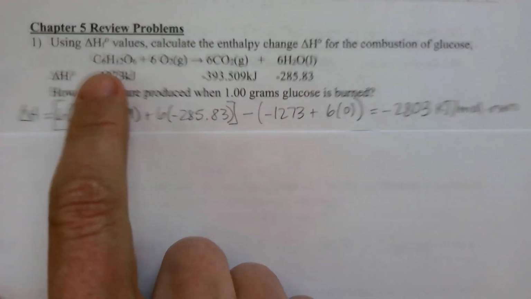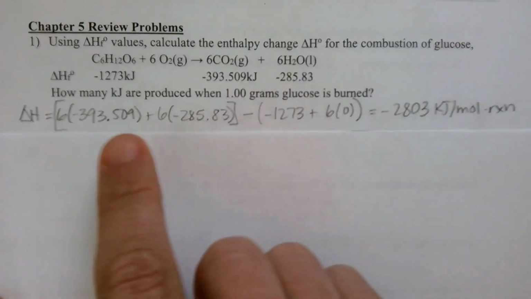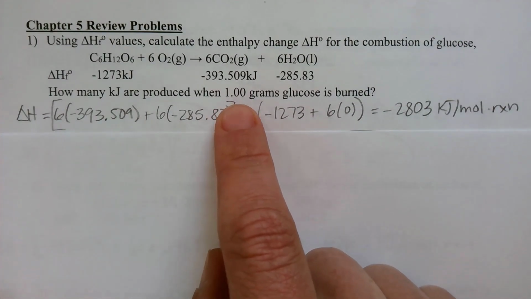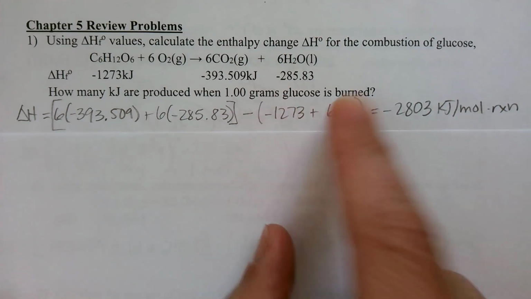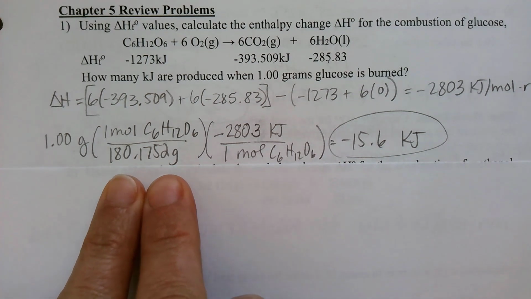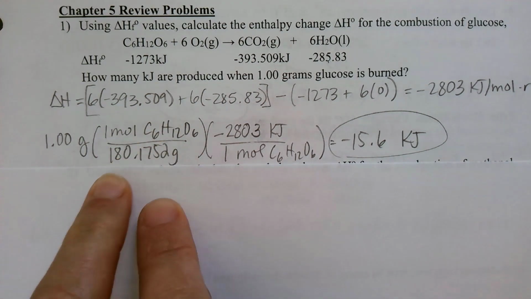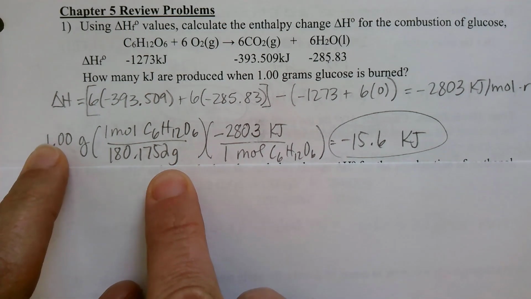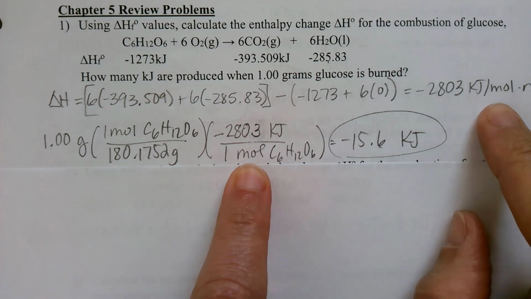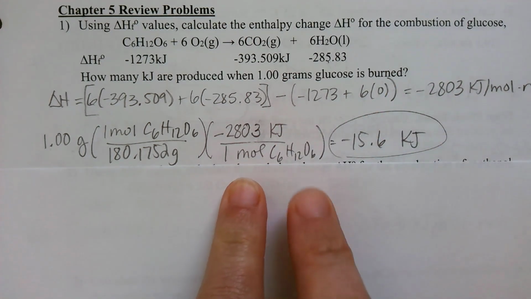Now that is for 1 mole of glucose to combust. But we don't want to know 1 mole. We want how many kilojoules are produced when 1 gram of glucose is burned. Well, if I have grams, grams can get to moles using the molar mass of C6H12O6. Add that up and I got 180.1752. So grams to moles, and then moles to kilojoules using what we just found for delta H.